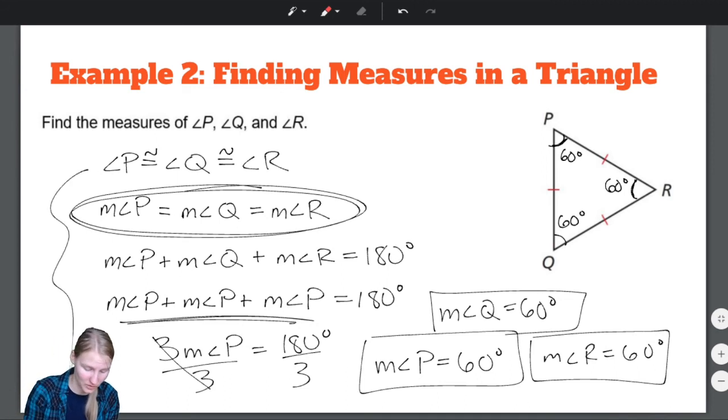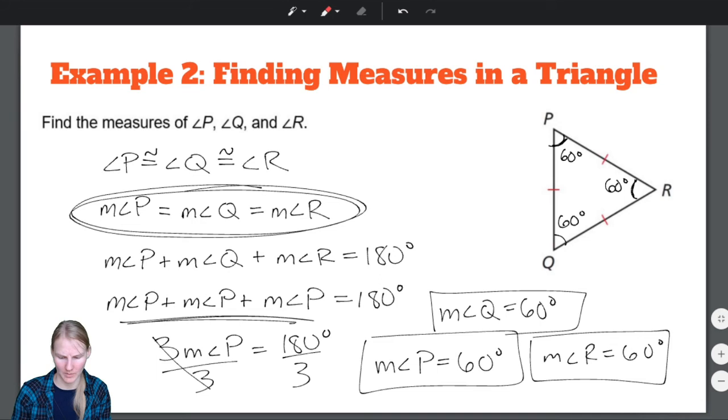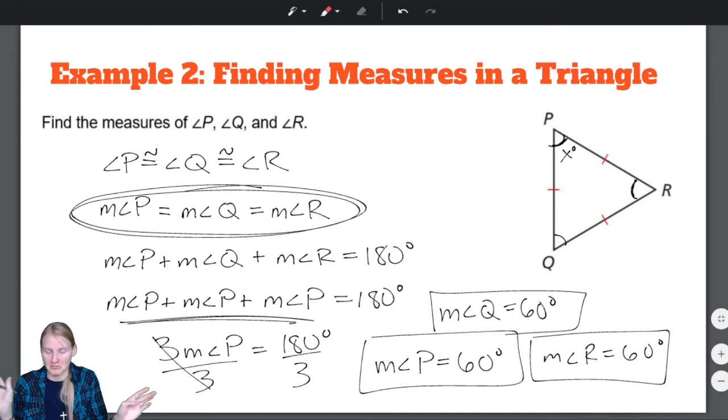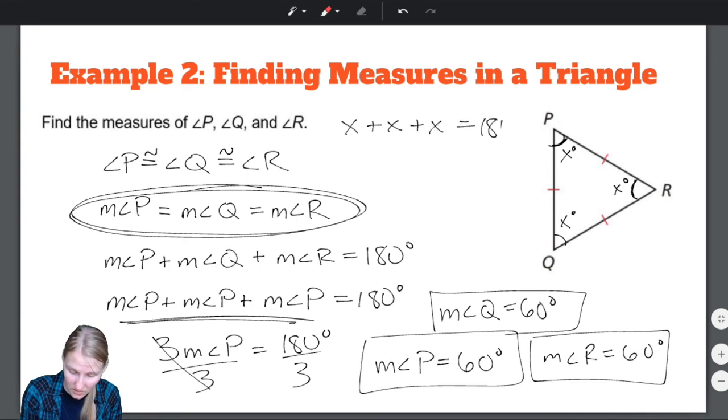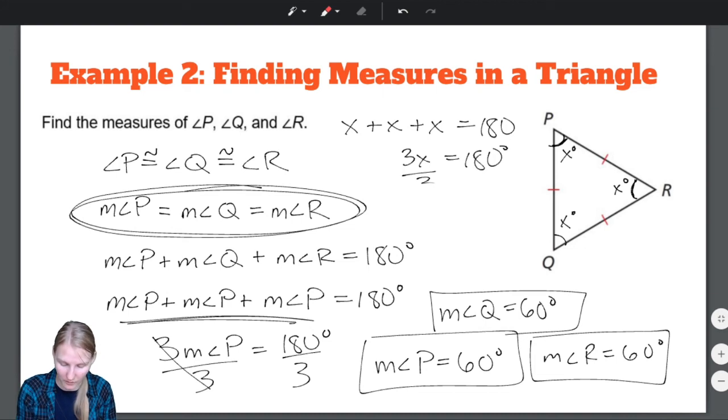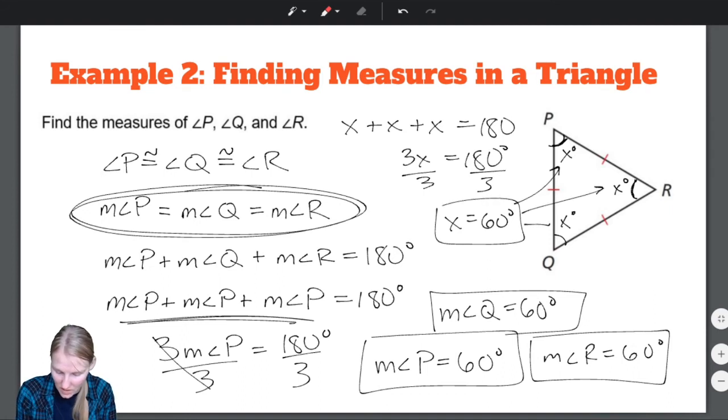And if this was confusing to you and you're like, wait a minute, I don't know what was happening, we can take it back a step and say, okay, P is x degrees. But Q and R are the same, so they're also x degrees. And that means that x plus x plus x is 180 degrees. 3x equals 180 degrees, and if we divide by 3, we get that x equals 60. So all of these are 60 degrees. Now this is true for any equilateral triangle. The angles will be 60 degrees.